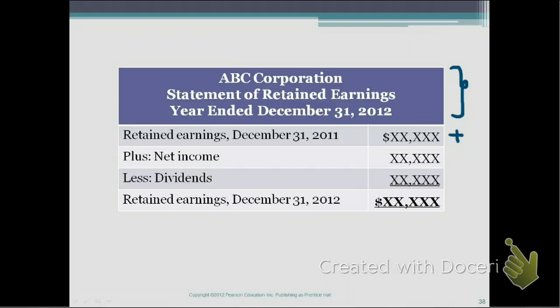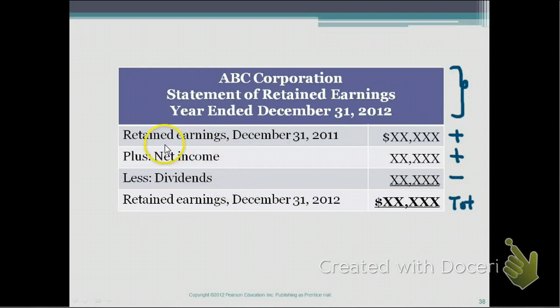So you start off with that, and if it's a positive number, you put it as a positive number. If it's a negative number, you would put it as a negative number. Then to that, you would add your net income. Then you would subtract your dividends, and you would end up with your retained earnings at the end of the year. So you add your retained earnings at the beginning to your net income, and you subtract your dividends, and that will give you retained earnings at the end of the year.